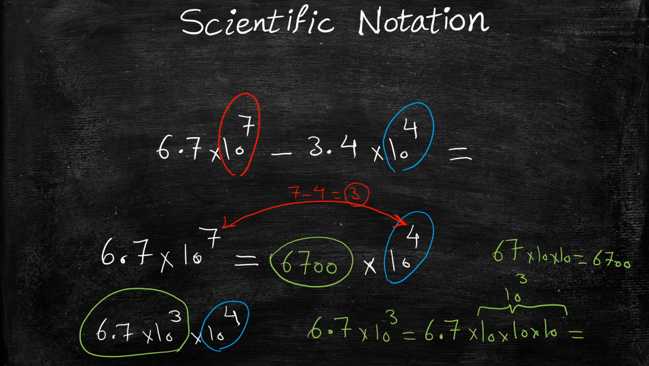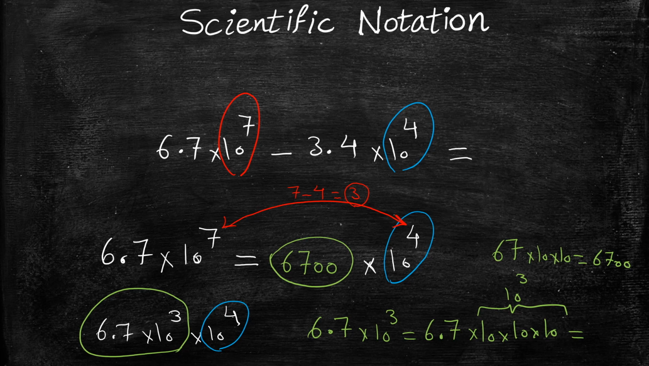So I put that here, 6,700. Now what happened? Now from 6.7 times 10 to the 7, we got 6,700 times 10 to the 4. Now that the 10 to the 4s share the same power, we can do the subtraction.